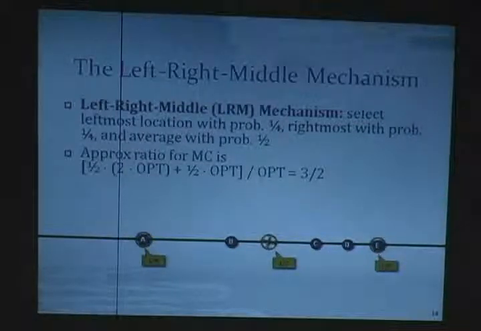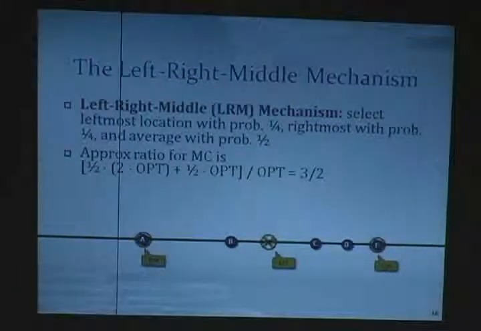Now, the approximation ratio for the maximum cost, let's try to compute it. With probability 1/2, we choose one of the extreme agents. And then the maximum cost is the distance between the two extreme agents, the distance between A and E, which is twice the maximum cost of the optimal solution. So with probability 1/2, I'm paying twice the optimal solution. With probability 1/2, I choose the midpoint, which is the optimal solution, and then I pay opt. If I take the ratio between this expression and opt, I get 1.5. So the approximation ratio that this mechanism gives is 1.5.